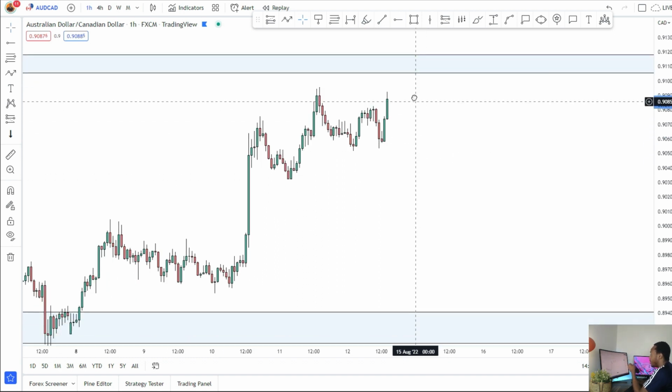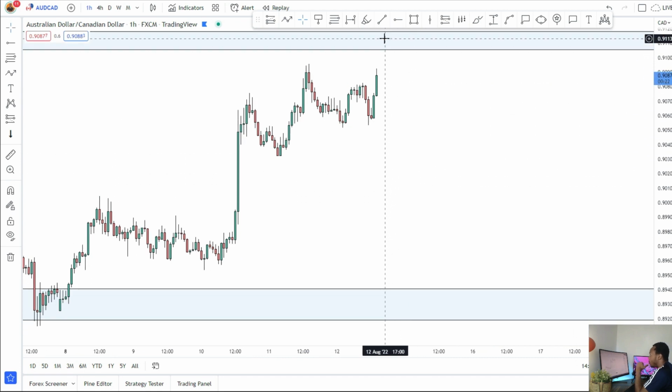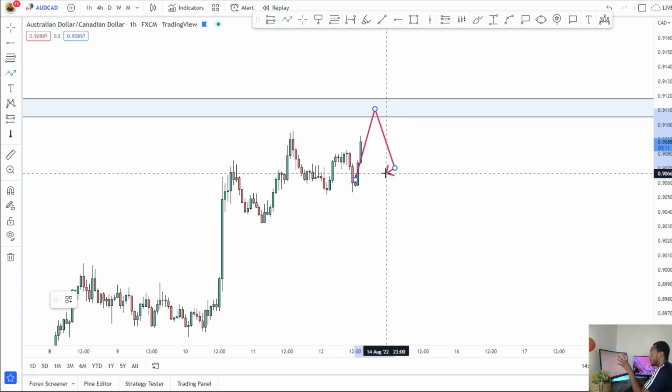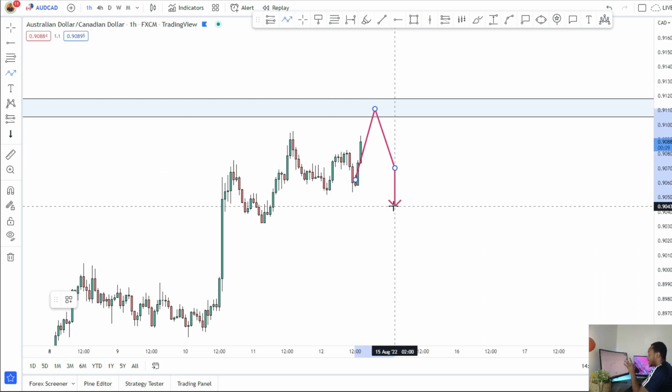You can, but you don't necessarily want to be looking for a bigger move, because if you're the first person into this level here, you're basically trading the reaction from that level. So price may come into this level, retrace back down to here, and that's you out of the trade. You trade the reaction from the level.